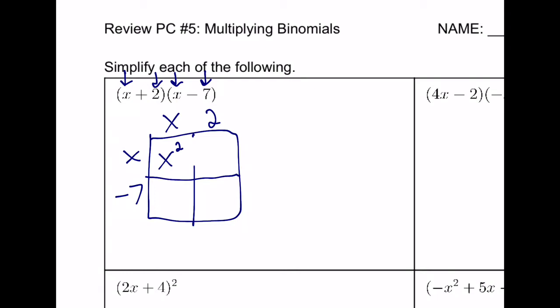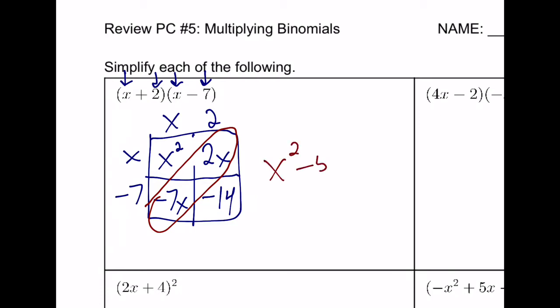Then when I multiply row by column, I have x times 2, which gives me 2x, negative 7 times x, negative 7x, negative 7 times 2, which gives me negative 14. When I combine like terms, this diagonal is the only part of the box that has the same term. We have a 2 and a negative 7 that are both attached to an x. So if I consider what is 2 minus 7, that's negative 5. So when I combine like terms, this is my final answer.